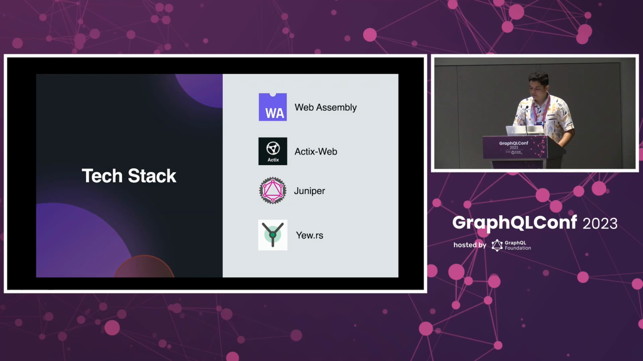The second tool is Actix-Web, an HTTP server written in Rust. It's currently one of the top-ranked HTTP servers in terms of performance. We're also going to be talking about Juniper. Juniper is a GraphQL library in Rust that enables you to write GraphQL servers. And we're going to discuss Yew, Yew.rs. Yew.rs is a front-end framework highly inspired by React.js, and it enables you to build front-end applications in a convenient way, similar to how React works, but in Rust.